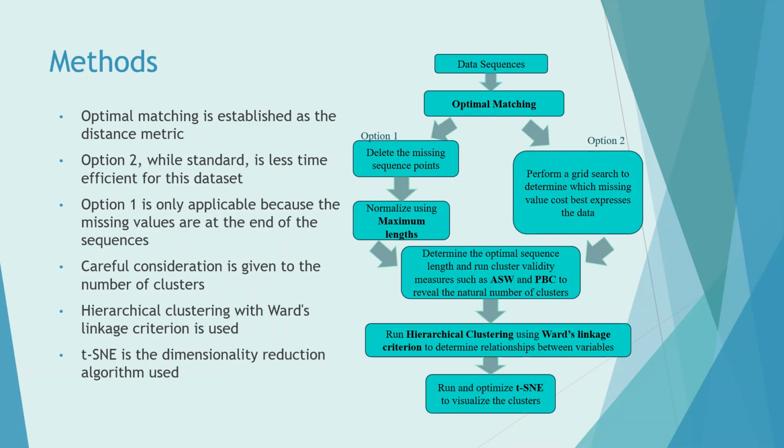To address these missing values, we considered two strategies. The first and more standard approach is to use a grid search to optimize every parameter for improved clustering. Because our missing values all occur at the end of the sequence, we are also able to delete the missing values and normalize the sequence length without fear of destroying the alignment of the data.